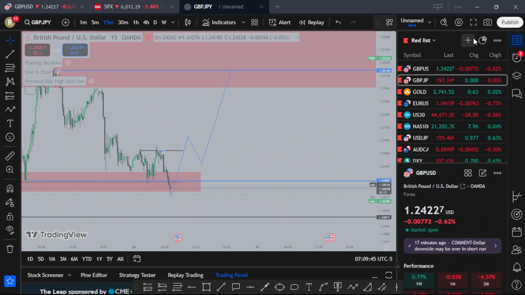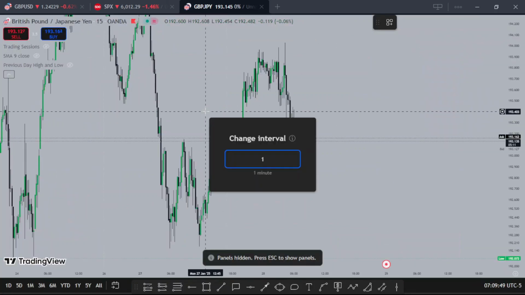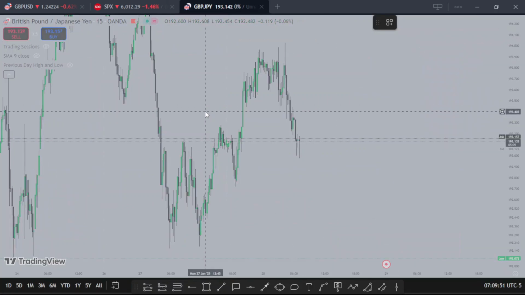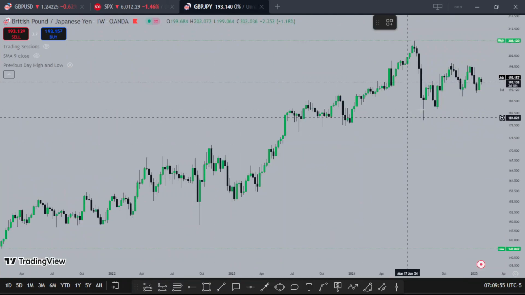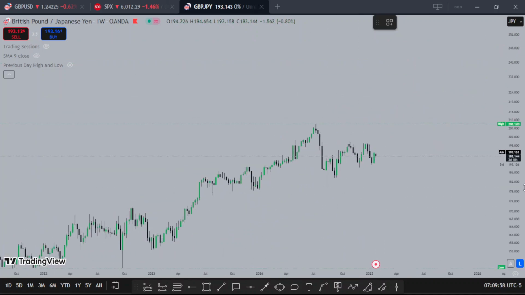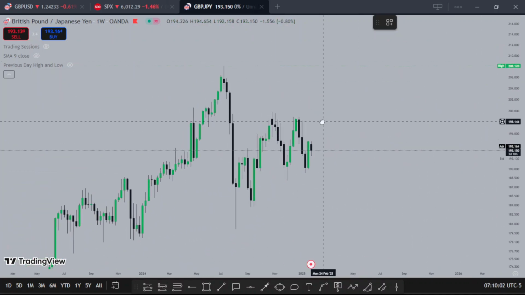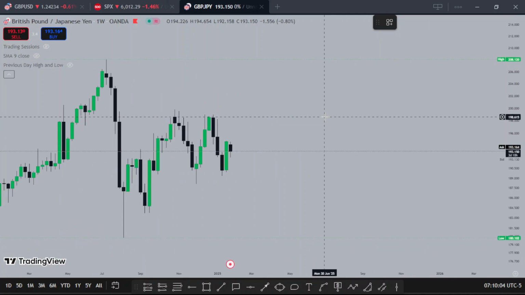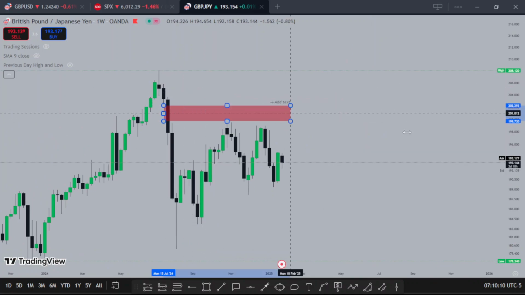So let's head over to GBPUSD. Now let's head over to the daily time frame, weekly time frame, to get some overall trend of what is going to be happening on GBPJPY. Now on GBPJPY, what do we see? GBPJPY, there was a fair value gap, weekly fair value gap that was over here.